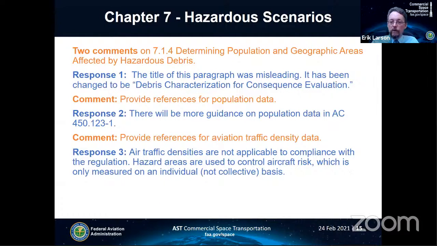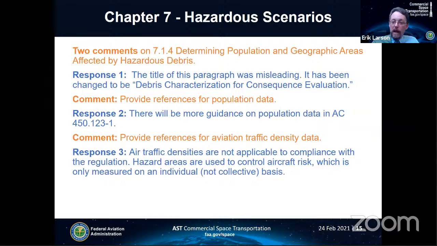Okay, there's a couple of comments on what was section 7.1.4, determining population and geographic areas affected by hazardous debris. So first, the title of that paragraph is misleading because it doesn't actually talk about the areas that are affected, but what characterization is needed of the debris in order to do consequences. So that's going to be changed. Also, there were questions for references for population data, and yes, we understand this need, and that is part of what is being intended for the population advisory circular that will be coming out.